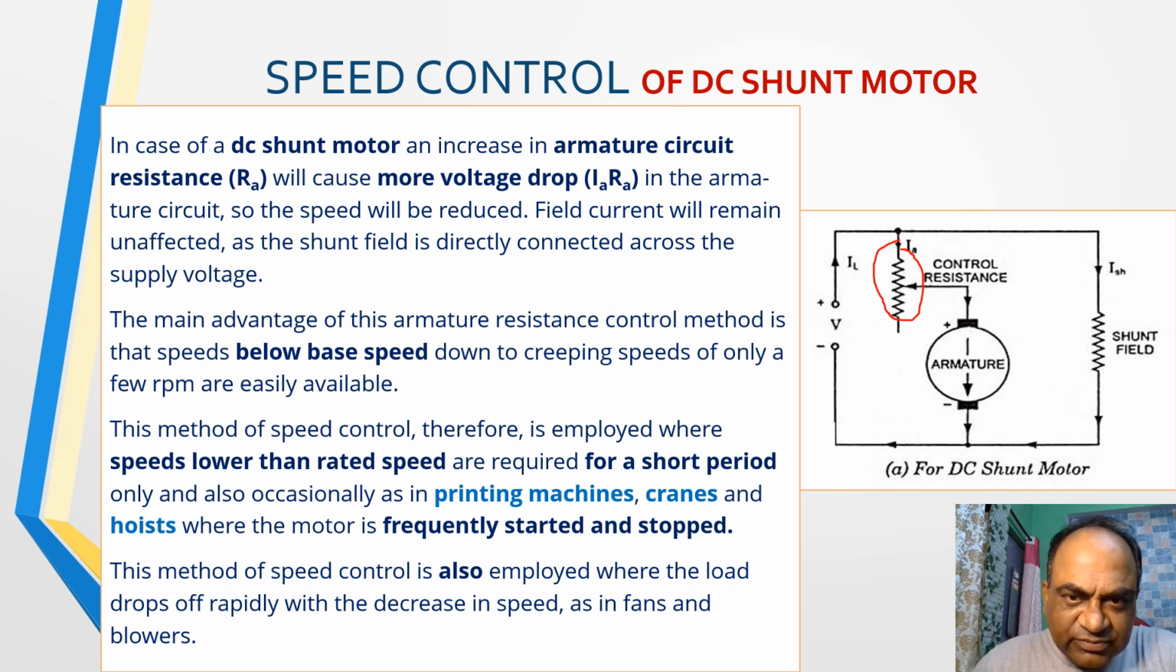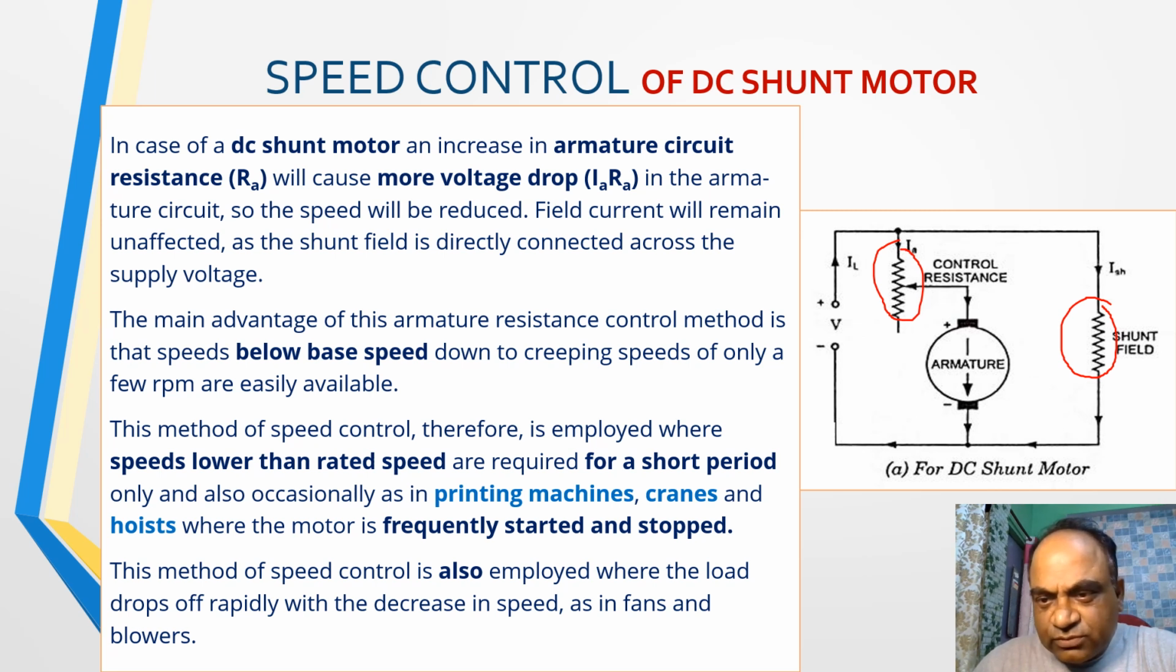The field current will remain the same because there is no resistance connected in the field circuit. This has been shown as a resistance because the shunt field resistance is very high compared to the armature resistance, so it has not been shown in the form of a coil. It has a fixed resistance of higher value. The main advantage of this armature resistance control method is that speeds below the base speed, down to creeping speed of only a few RPM, are easily achievable in this case.